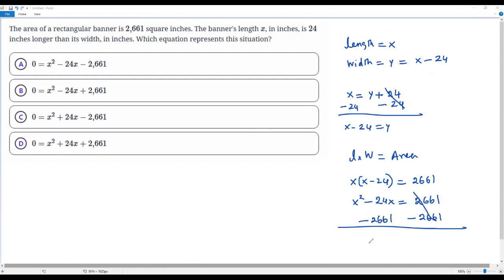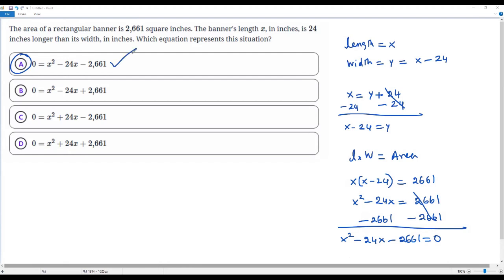Then this positive value and negative value will cancel out. I am getting x square negative 24x negative 2661 equals 0. So this is the equation which represents the given situation, and I find this equation in answer choice A. So the correct answer choice for this question is A.